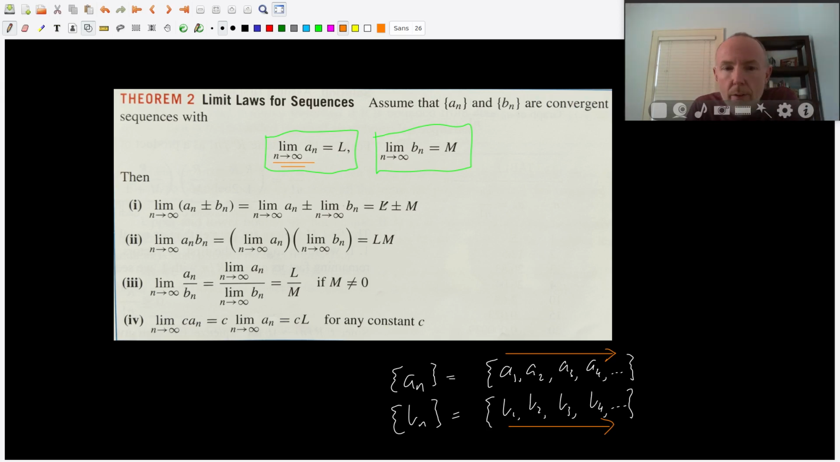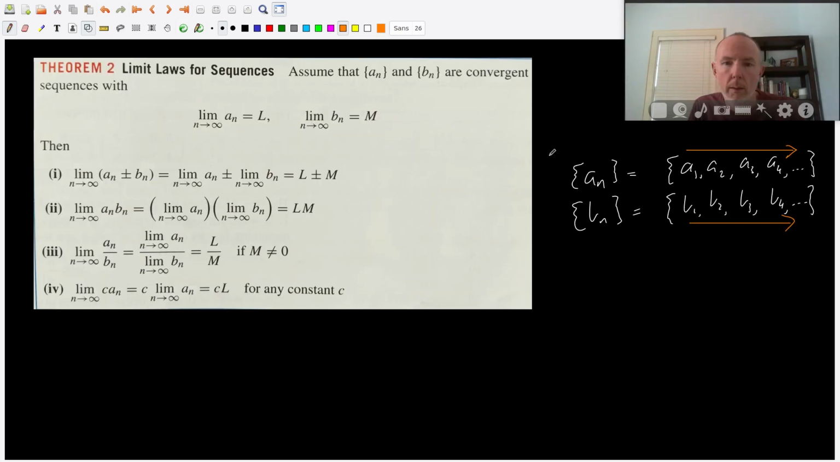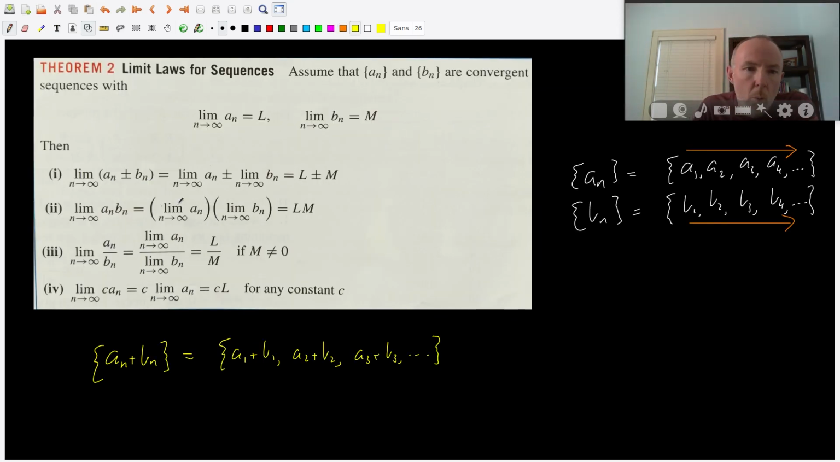Then I can add the lists, and by adding the lists, I mean adding them term-wise. What this represents is, what's the limit as I add the terms? And we do it term-wise in the sense that we add the A1 and the B1, and the A2 and the B2, and the A3 and the B3, and the A4 and the B4. So there's the first term in this new sequence of A plus B, and there's the second term, and there's the third term. Well, these numbers should all get closer and closer to L plus M. And that's what this is telling us.